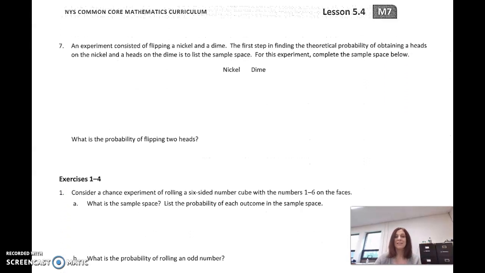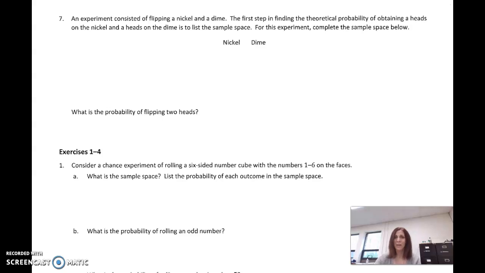So an experiment consisted of flipping a nickel and a dime. The first step in finding the theoretical probability of obtaining heads on the nickel and heads on the dime is to list the sample space. Okay, sample space, all the possible outcomes. So I could get a head on the nickel and a head on the dime, right? That's what I want. Does that mean I'm going to get a head on the nickel and a head on the dime every single time? Nope. I could get heads on a nickel and tails on a dime, or I could get tails on the nickel and heads on the dime.